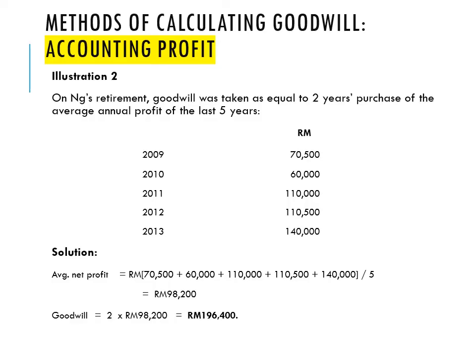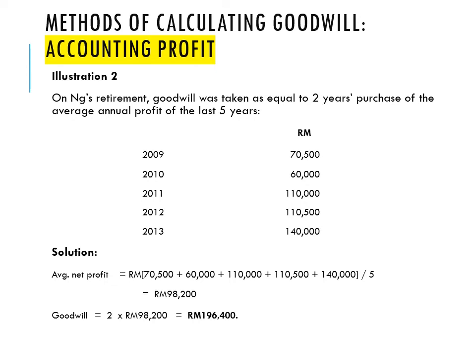So let's take a look at the first method to calculate the goodwill based on the accounting profits method. On Ang's retirement, goodwill was taken to equal 2 years purchase of the average annual profits of the last 5 years. Okay, so if you use the accounting profits, you have to calculate the average net profits. Okay, so you are given the schedules from 2009 to 2013. All right, all the annual profits. So you have to compute the average profits of the past 5 years. So you will get the average net profits of 98,200.